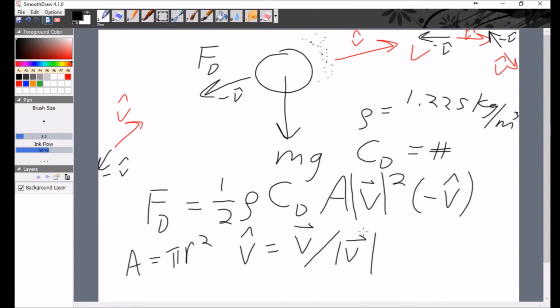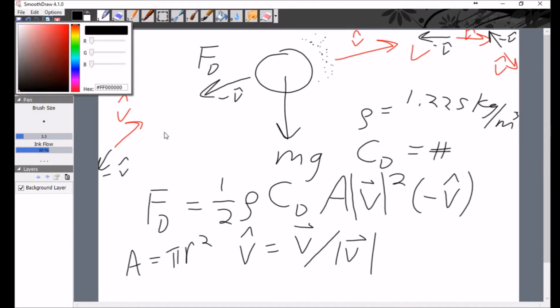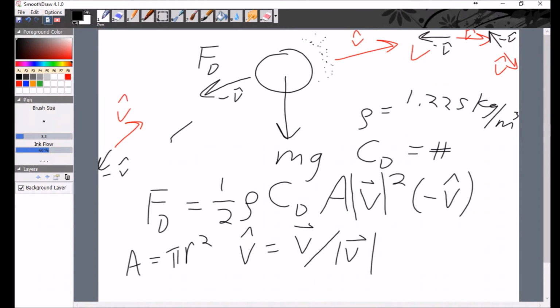We can save ourselves a little bit of computational time by doing some cancellation here, but I'm going to leave it as the magnitude squared times the negative v hat, because later in another video I want to be able to modify this to incorporate a wind. So this is all assuming that there is no wind present. It's a no wind scenario, if you will.